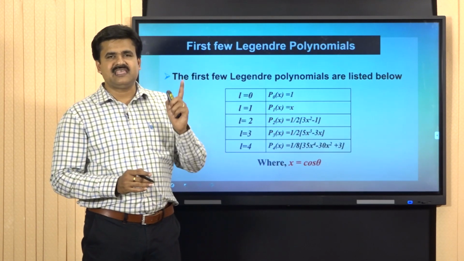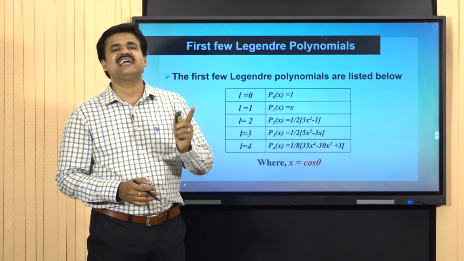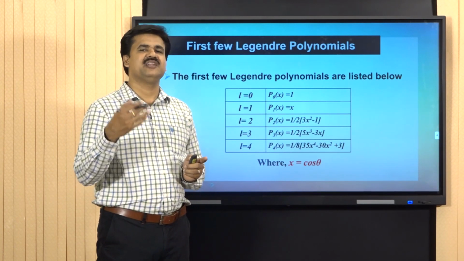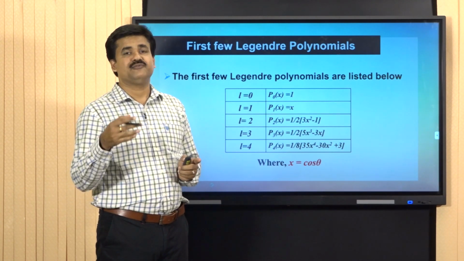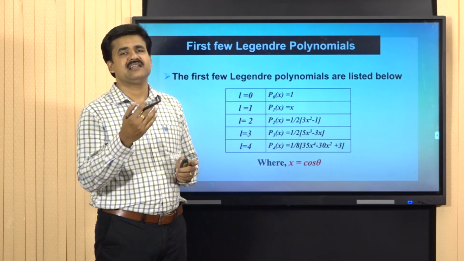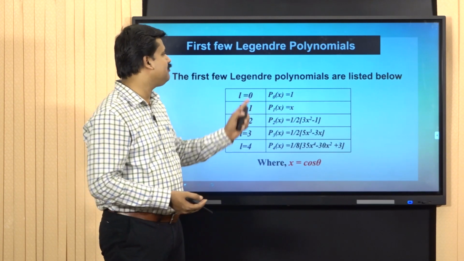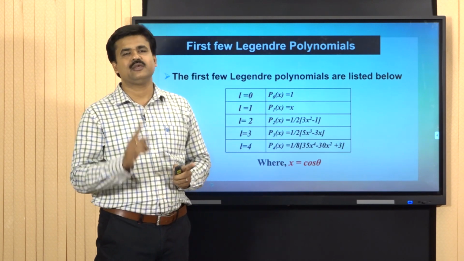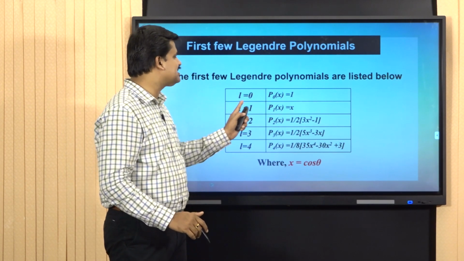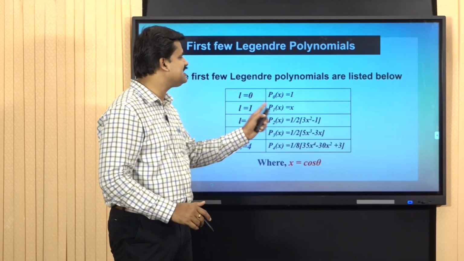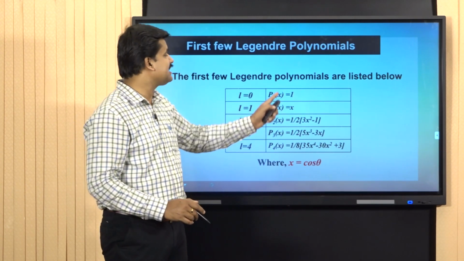Now, we can look at the first few Legendre polynomials. Legendre polynomials have different values. The values depend on L also, and the first few Legendre polynomials are shown here. They are obtained by putting different values for L. If L is equal to 0, the Legendre polynomial is P0(x), and that is numerically equal to 1. When L is equal to 1, we get P1(x), and P1(x) is equal to x.